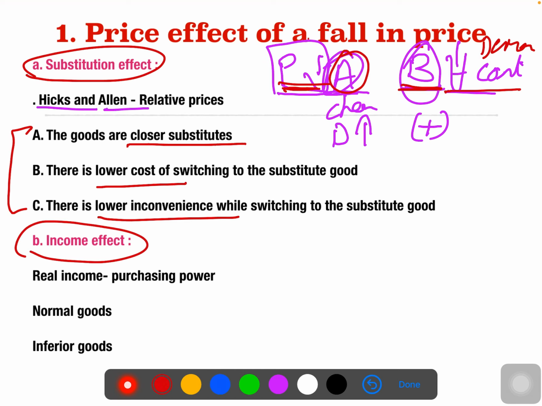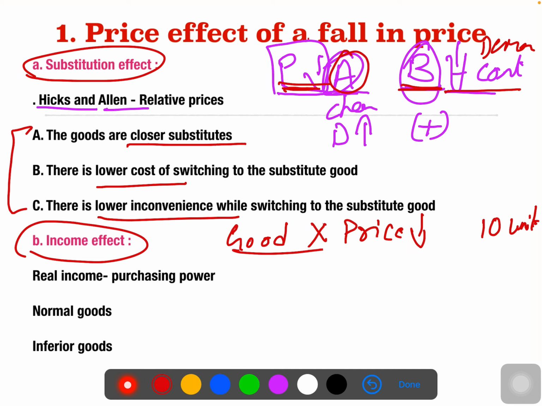Both are introduced by Hicks and Allen, the famous economist. So in this case, when it comes to income effect, just imagine any of the good price got decreased. For example, good X, the price of that got decreased. So first, when the price was more, I used to buy 10 units. Now the price of X good started decreasing.